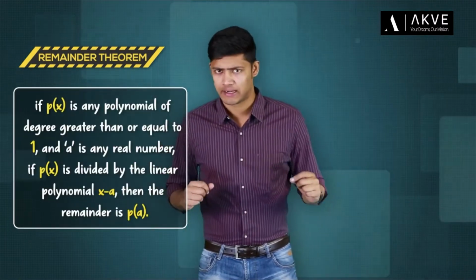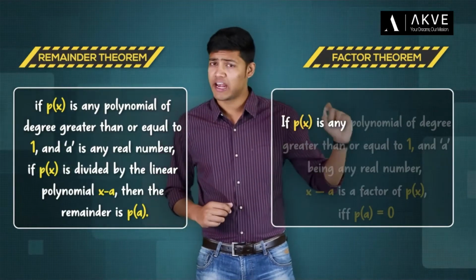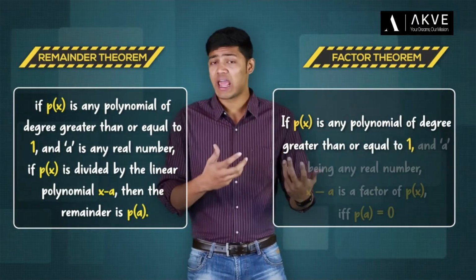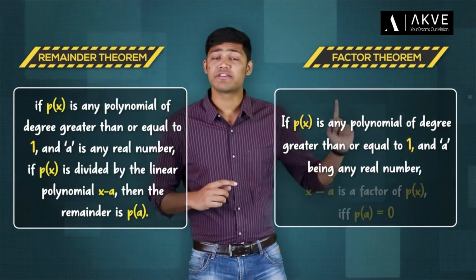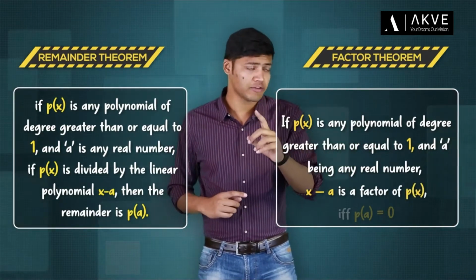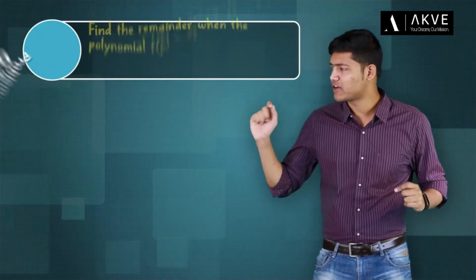On the other hand, the factor theorem states that if p of x is any polynomial of degree greater than or equal to 1 and a being any real number, x minus a is a factor of the polynomial p of x if and only if p of a is equal to 0. So let's start doing problems. Here is our first question.